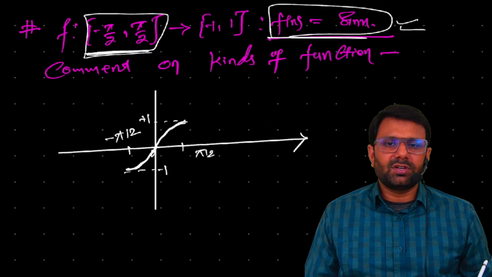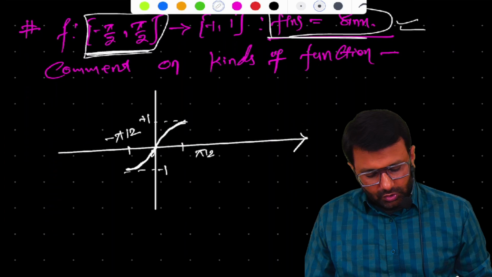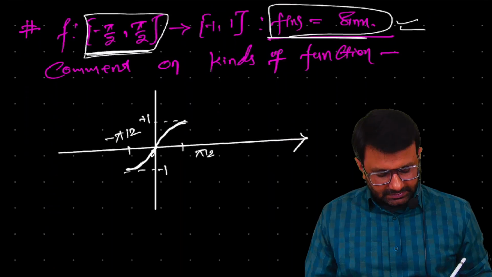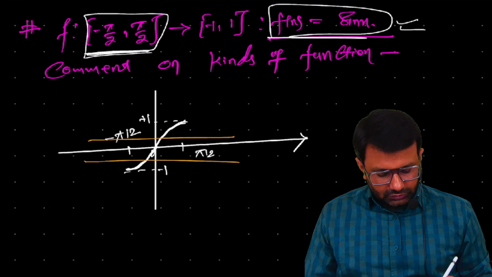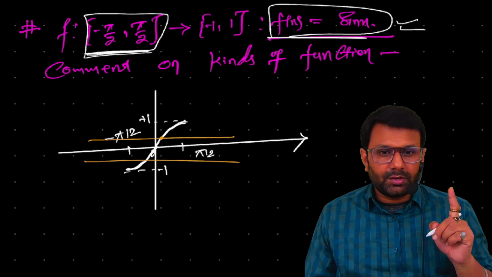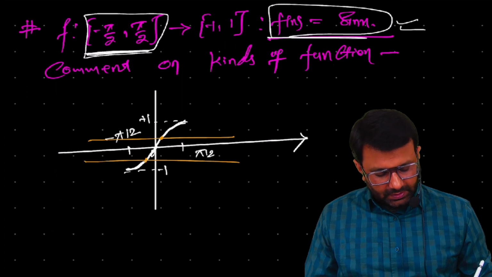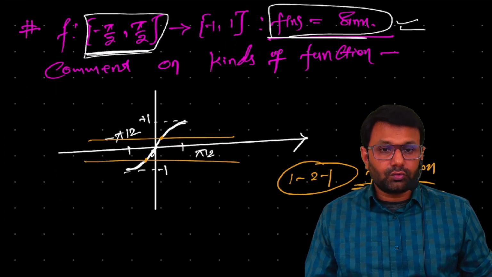So any confusion up to here? No confusion, sir. So now what you do? Draw one horizontal line parallel to the x-axis. So now I am drawing here. Now again draw here. So this line is cutting this graph only one time, na? So only one time cutting here. So this function is 1 to 1. So this function is a 1 to 1 function.